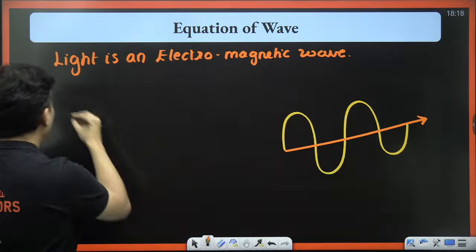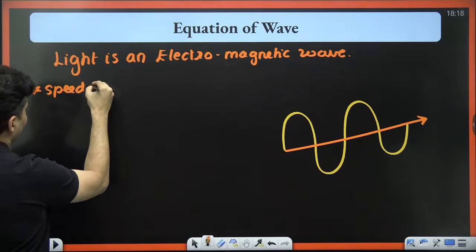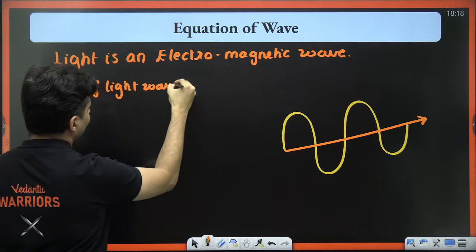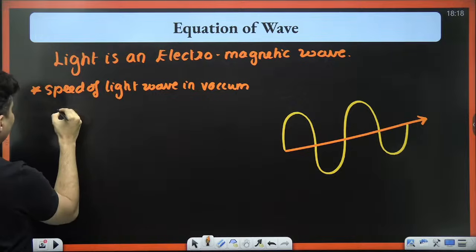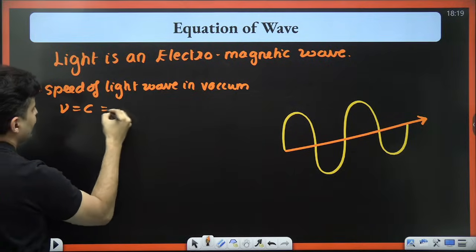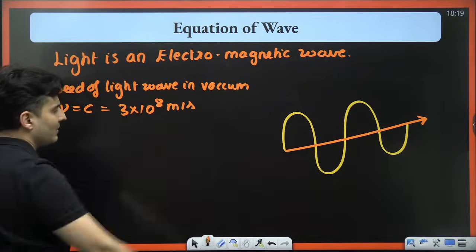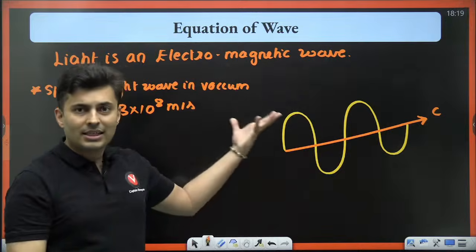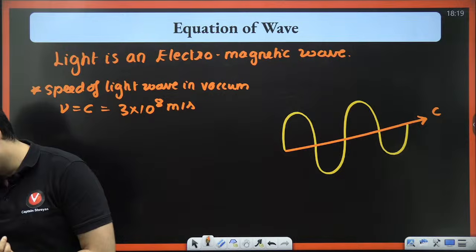So what is the speed of a light wave in vacuum? In vacuum, it is basically that v is c. That c value is 3 into 10 to the power 8 meters per second. So the wave speed will be basically c, which is 3 lakh kilometers per second. Correct? All right. Very good.